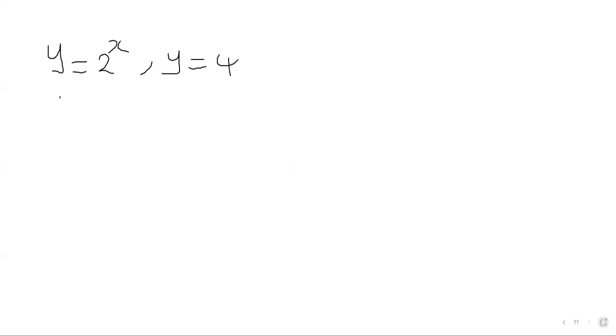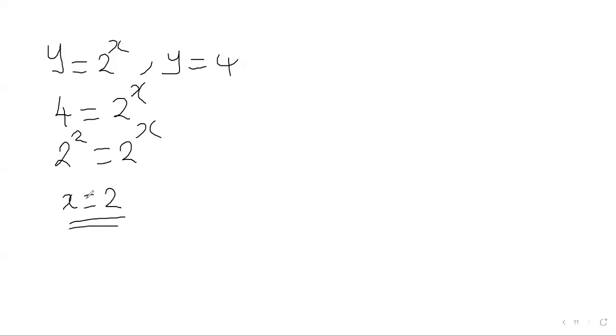So when you put a 4 here, we now have an exponential equation that we need to solve. We can easily write 4 in terms of 2. So 4 is 2 squared, which is equal to 2 to the power x. So this and that part cancel. Therefore, x is equal to 2. So we have found that one.